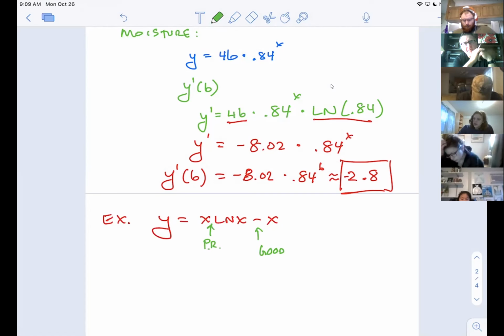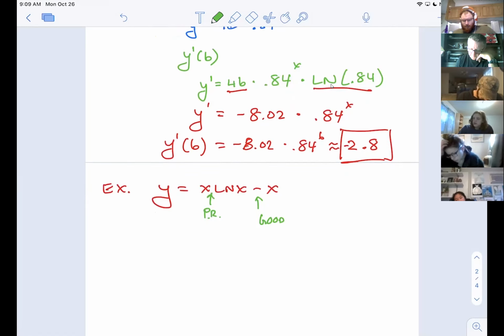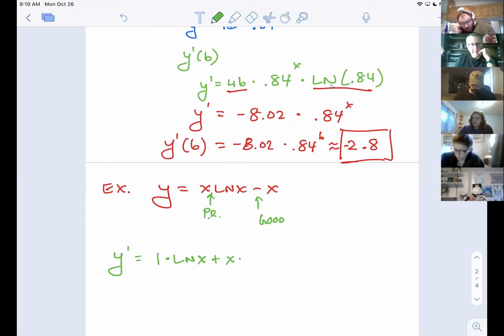And the only thing that's really new today is natural log. I have natural log of something there. Okay, I know how to do that now. So product rule says derivative of x, which is 1, times natural log of x left alone. There's the first part of the product rule. And then there's a plus sign. And then the x gets left alone times the derivative of natural log of x. Derivative of natural log of x is 1 over x times the derivative of x, which is 1. So there's the product rule.